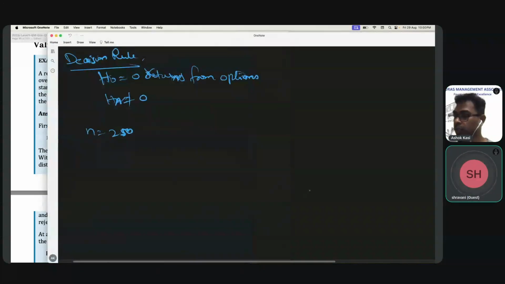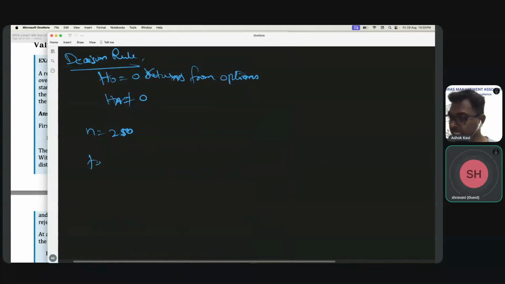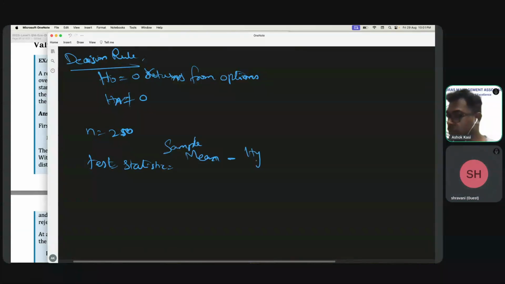The formula to do this is called the test statistic. That means we are testing. Test statistic is equal to the sample mean minus the hypothesized mean, divided by the standard error. Hypothesized mean means whatever the market believes. This is the formula.